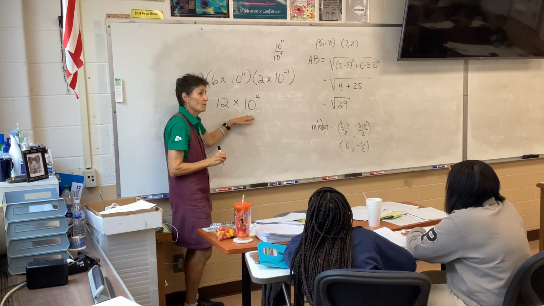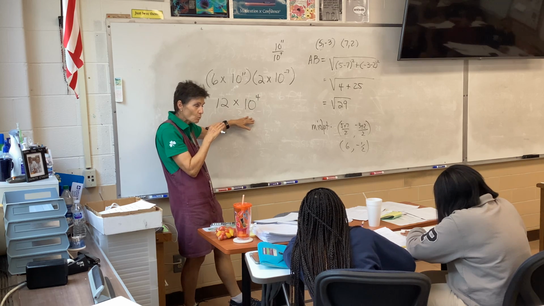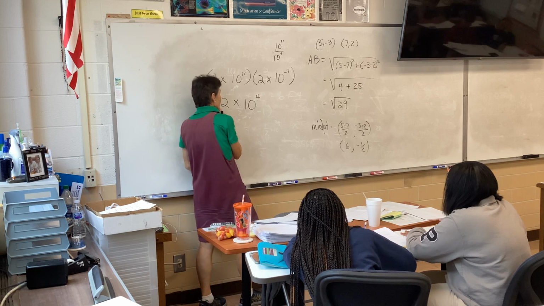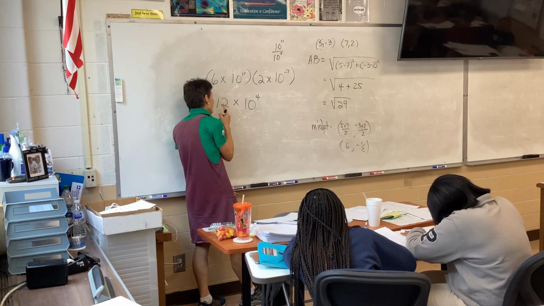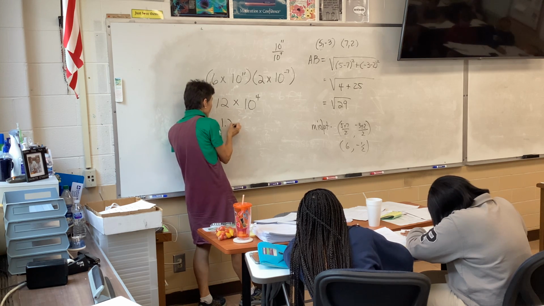Now, what's wrong with this? Because if you put this down, you're not going to get full credit. What is wrong with it? There can only be 1 digit in front of the decimal place. So this is going to have to move, and that's going to become 1.2.